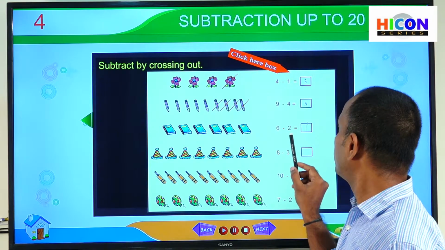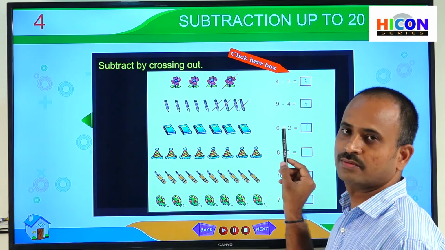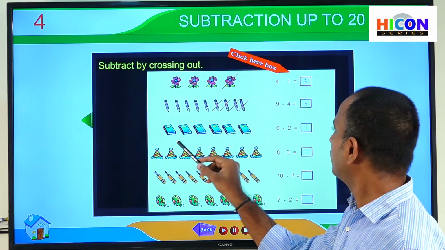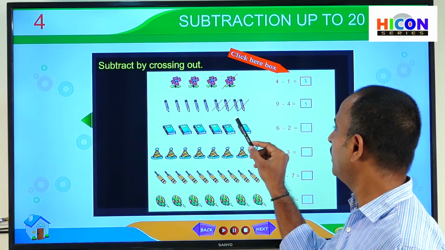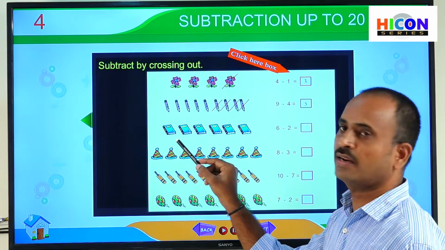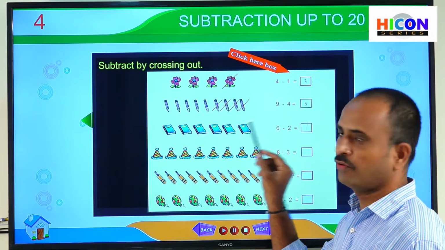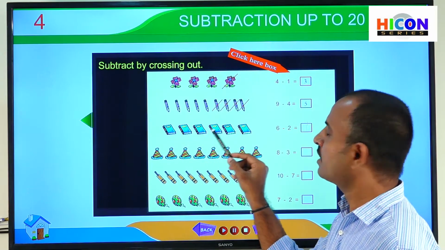So that means we have to take away 2 books from 6 books. So strike off the 2 books in the 6 books. If you strike off the 2 books, that is 1 and 2. If you take away 2 books, how many books are left here? 1, 2, 3, 4. So if you take away 2 books from the 6 books, 4 books are left there.